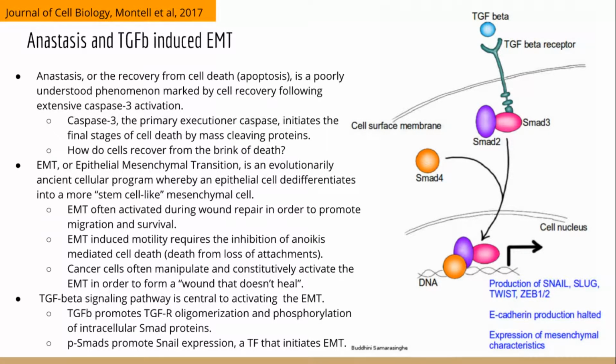Caspase 3 also cleaves a protein called ICAD, or the inhibitor of caspase-activated DNase. So ICAD stands for inhibitor of caspase-activated DNase. And when caspase 3 cleaves it, it unleashes CAD, to begin mass cleaving and digesting DNA.